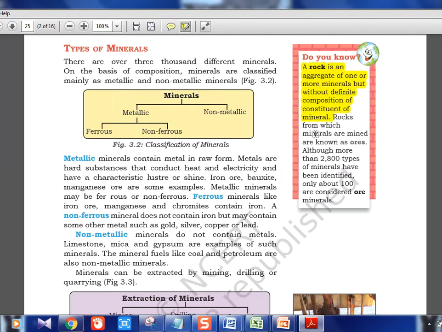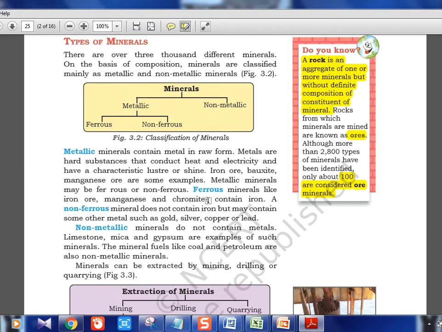Okay, rocks from which minerals are mined are known as ores. We say iron ore, copper ore. These are all things from which we extract the minerals. Although more than 2,800 types of minerals have been identified, only about 100 are considered ore minerals. Only 100 are there which can be called ore minerals from which we can extract. Now we'll see some more details.